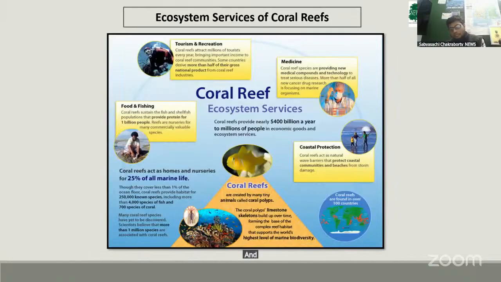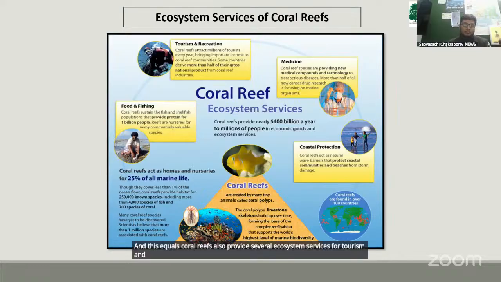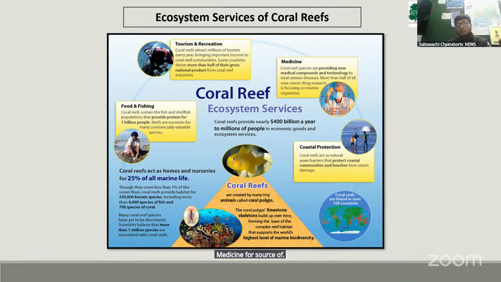And these coral reefs also provide several ecosystem services. For tourism and recreation, coral reefs attract millions of tourists. Medicine: a source of life-saving drugs to treat serious diseases. Coral reefs have been researched, and many life-saving drugs have been found against diseases such as cancer. They have medicines, and new biomedical compounds have been found out.